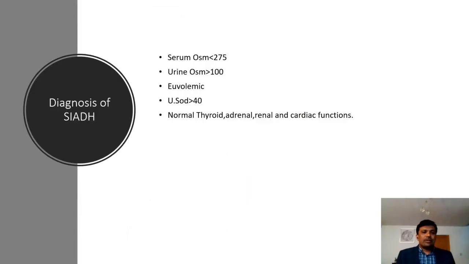So usually you diagnose SIADH by clinical examination, making sure the patient is euvolemic, and then go through the biochemical tests, which are showing a serum osmolality less than 275, and inappropriately the urine osmolality is more than 100. They remain euvolemic. They have a lot of sodium excretion in their urine, and they have normal thyroid, adrenal, and cardiac functions. So if they meet all these criteria, like our patient, they have got a diagnosis of syndrome of inappropriate ADH.